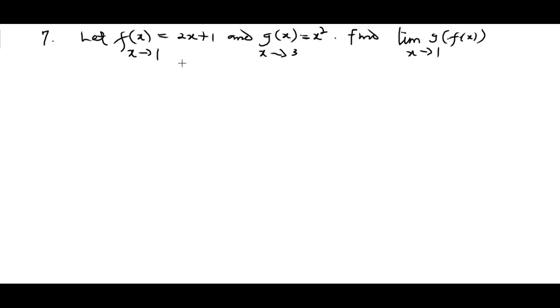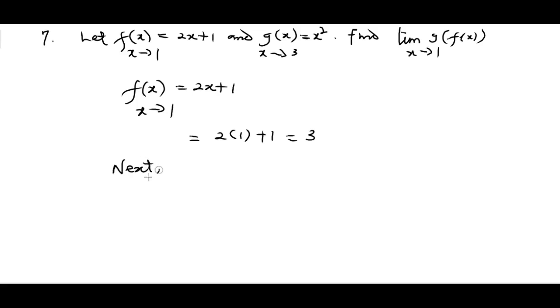All right, let's check the 7th question. And in this question, we are going to be applying the composition law. Let f of x be equals to 2x plus 1 as x tends to 1, and g of x equals to x squared as x tends to 3. Find the limit of g into f of x as x tends to 1. So the first thing we need to find is f of x equals 2x plus 1 as x tends to 1. So this would be, anywhere you see x, you put 1. 2 into 1 plus 1, and that is 3.